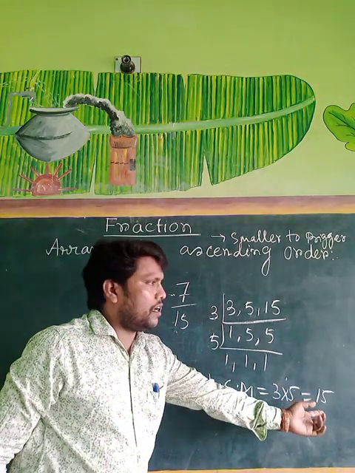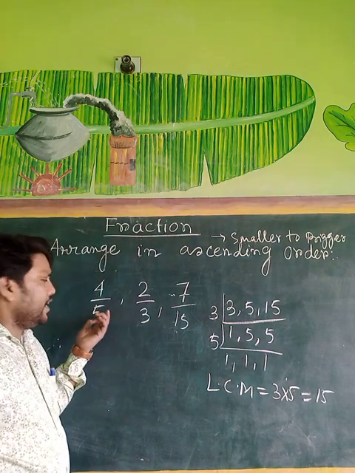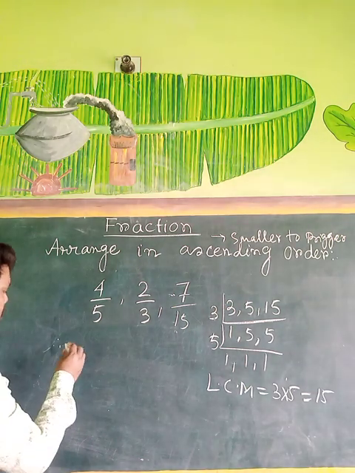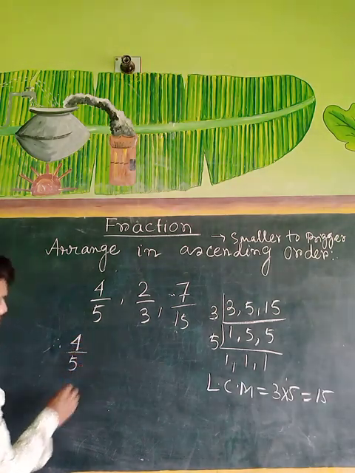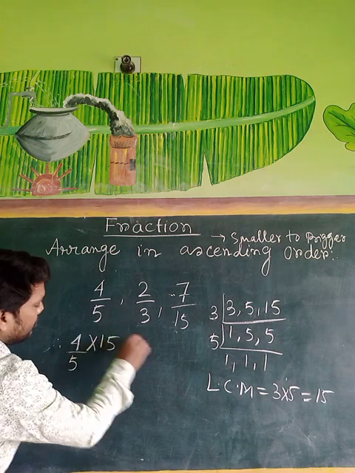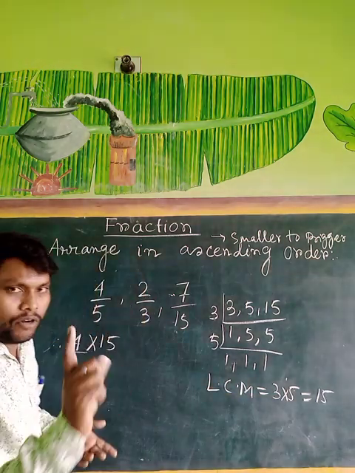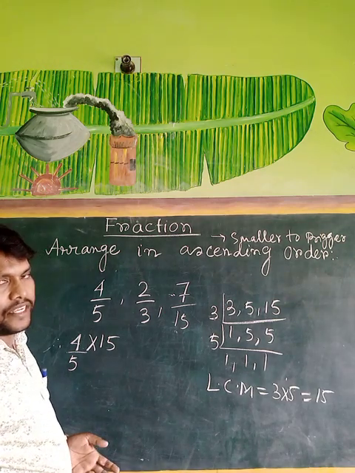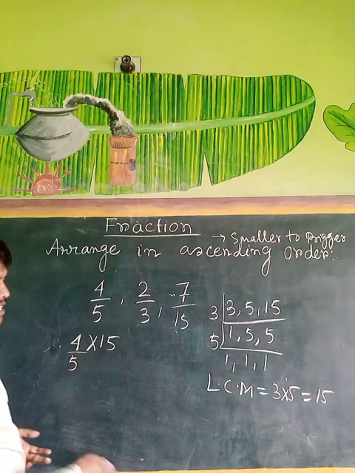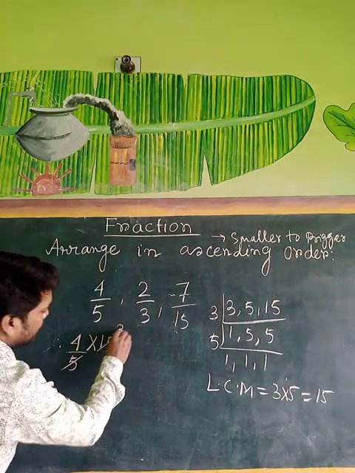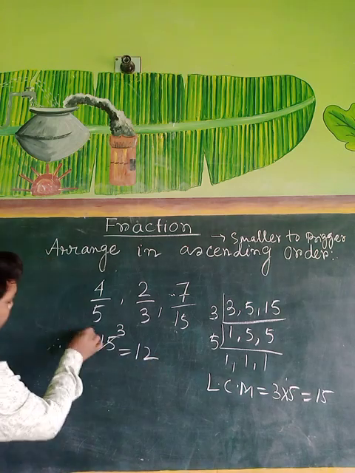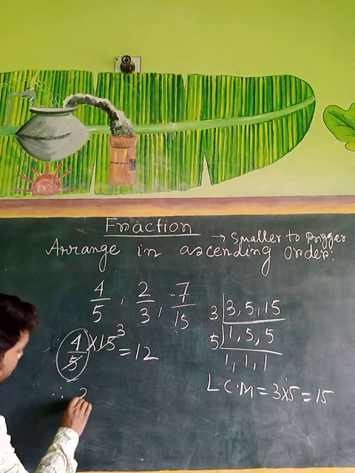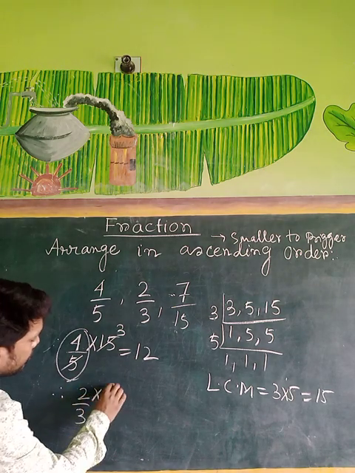I am applying another method, a short trick. Without converting the denominators into the LCM, you may also calculate in a short method. What is the short method? Suppose 4 divided by 5. Just multiply by the LCM. Then you will get a whole number. Okay. By comparing the numbers, you will obviously find the largest and smallest fraction. So 5 3s are 15, so 3 4s are 12. There was a fraction, but the result is a whole number. Next, 2 divided by 3 multiplied by 15.